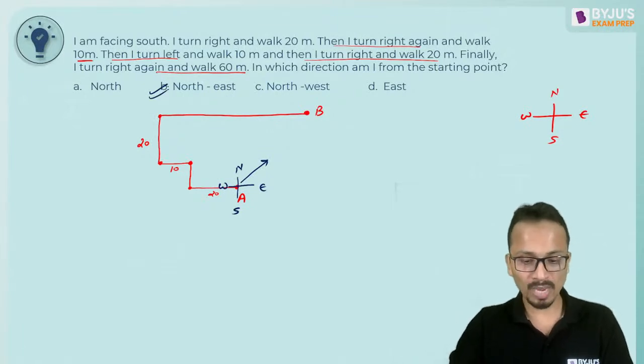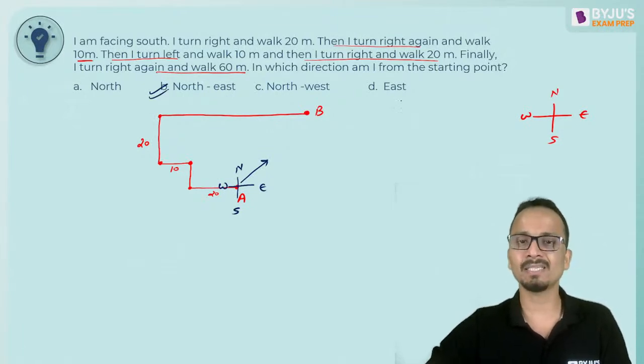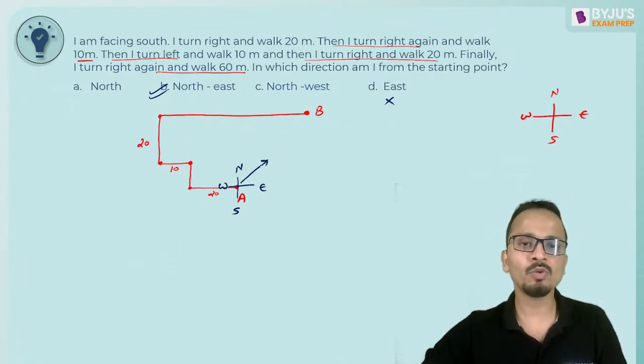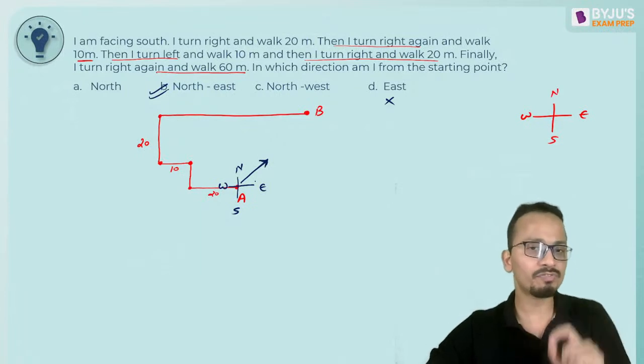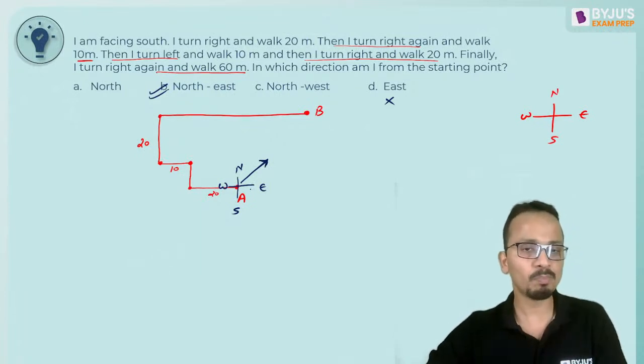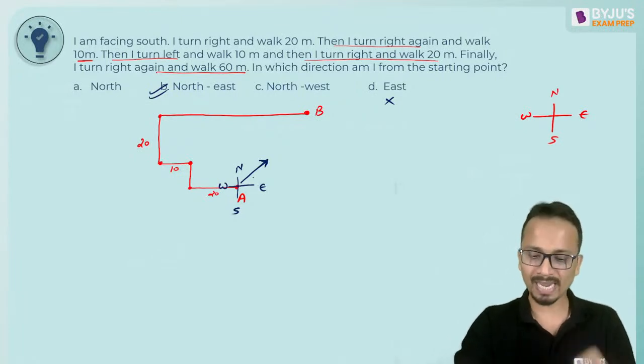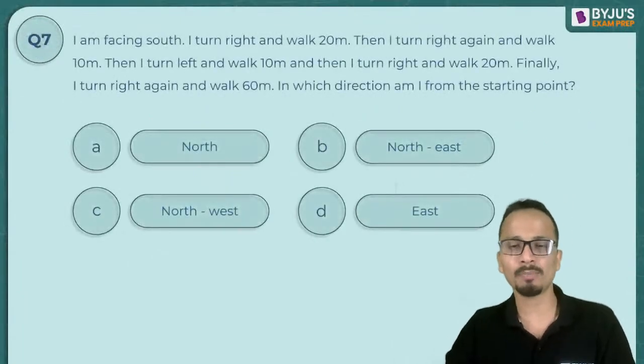Okay. Now some of you have given option D as the answer. East will not be the answer. So look at the quadrant in which I am with respect to the first point, the initial point A. Okay, so it is in the northeast quadrant. So my answer will be northeast, that is option B.